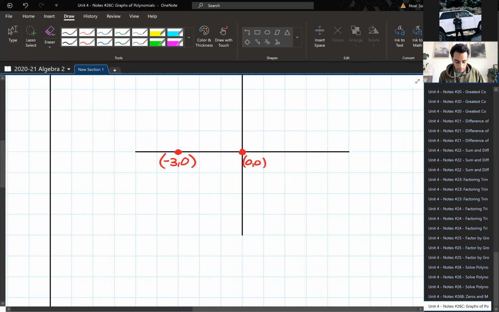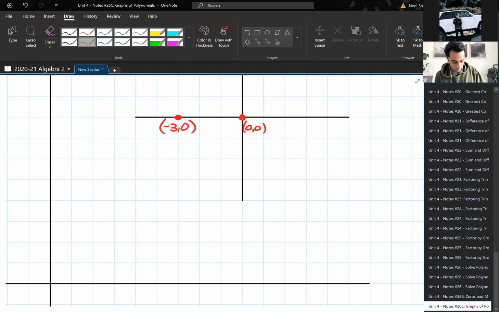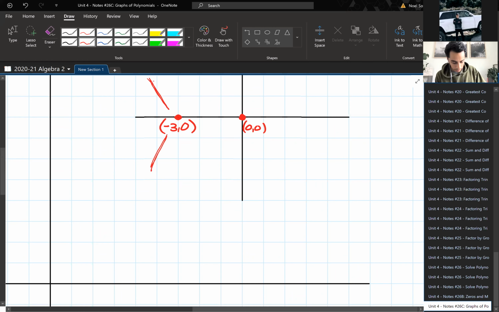Now, what we need to figure out is where is the graph to the left of -3, where is the graph in between -3 and 0, and where is the graph after 0? Meaning, is the curve going to be down here or is it going to be up here? We don't know. There's options for both. So what we need to do is called sign analysis.